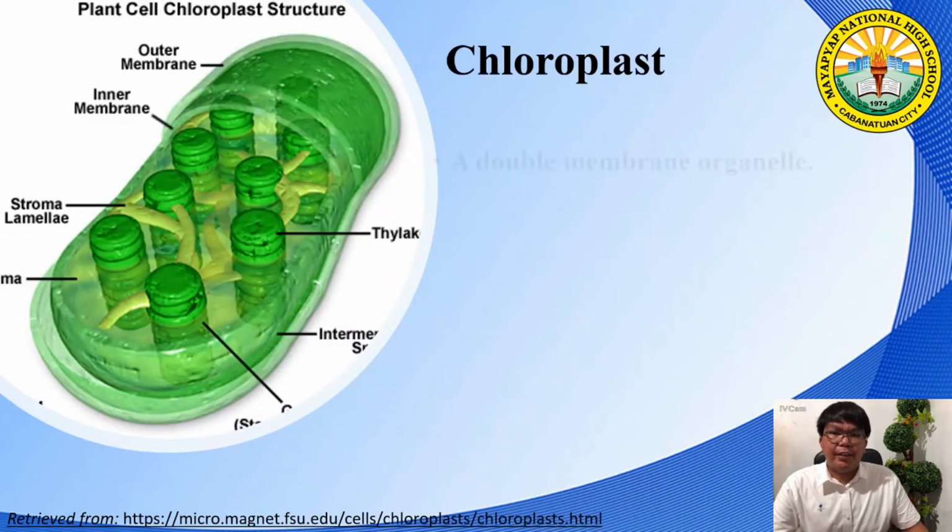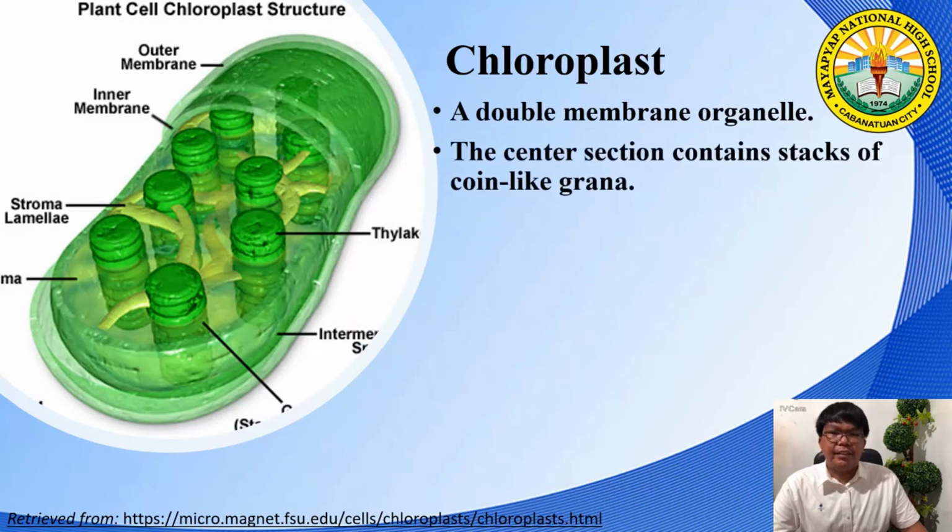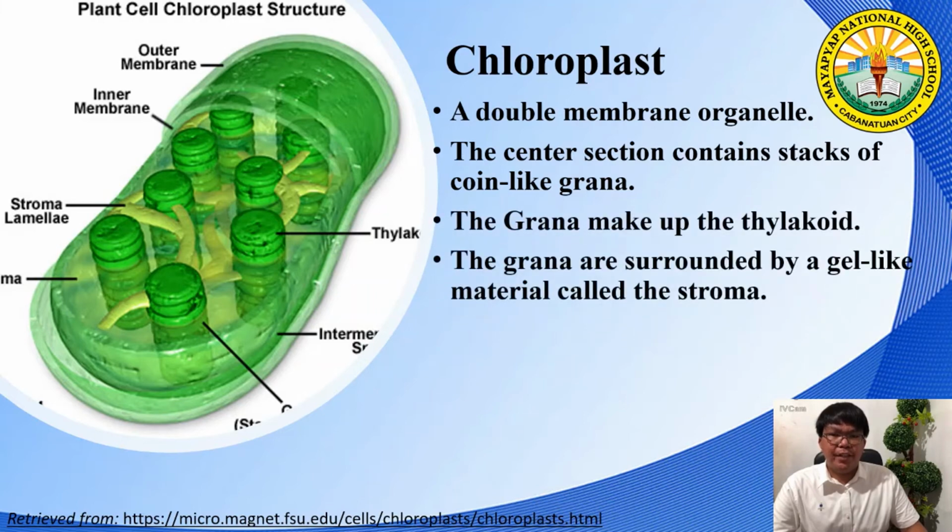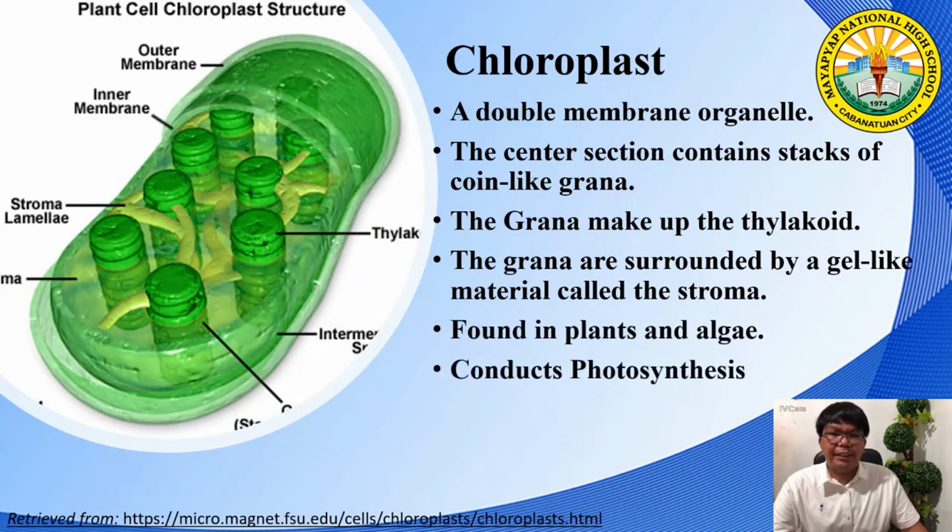Chloroplast is a double membrane organelle. The center section contains stacks of coin-like grana. The grana make up the thylakoid. The grana are surrounded by a gel-like material called the stroma, only found in plants and algae, and conducts photosynthesis.